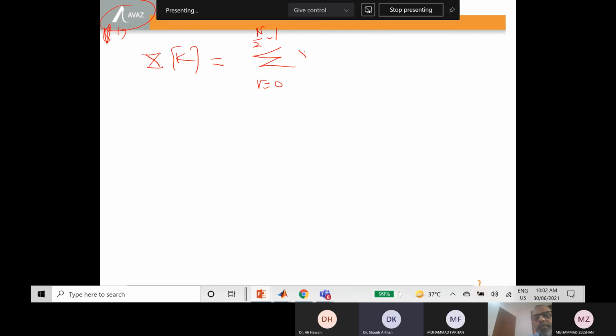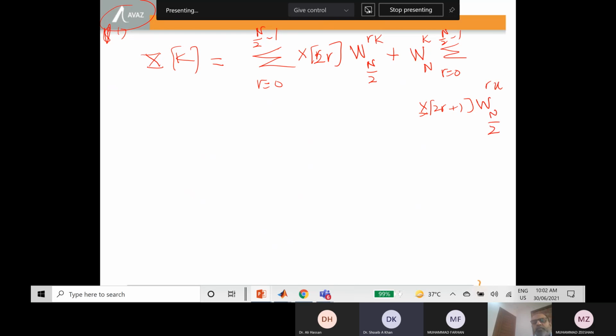So this is x of 2r w rk n by 2 plus w n k summation r is equal to 0 to n by 2 minus 1, I am writing here x of 2r plus 1 w of n by 2 rk. So this is the formula.